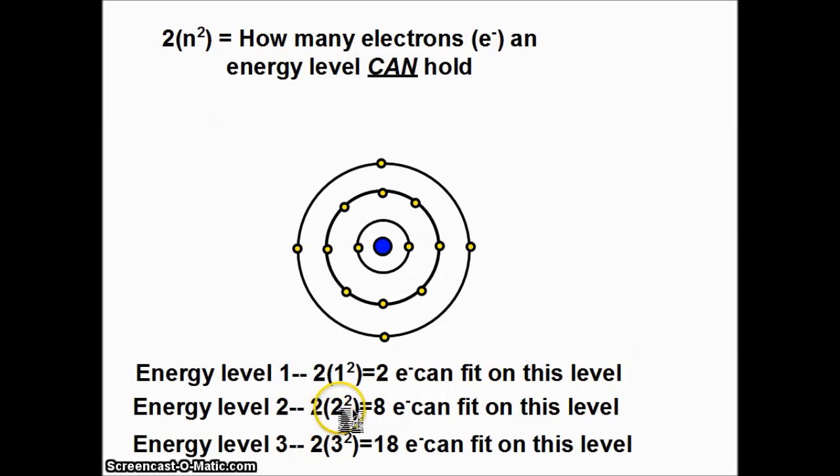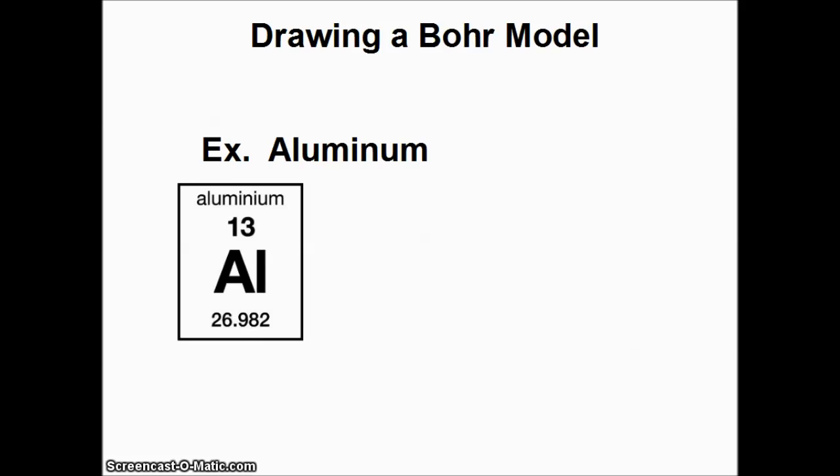Energy level 2, you would put 2 in for N. 2 squared is 4 times 2, that's 8. So 8 can fit on the second energy level. And then energy level 3. 3 squared is 9 times 2, 18 electrons can fit on this energy level. And this would go on for all 7 energy levels, but remember, we're only going to be working with 3 in this video. Okay, so let's use this information and see if we can't draw a Bohr model.